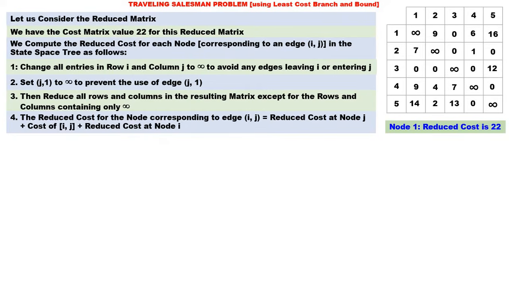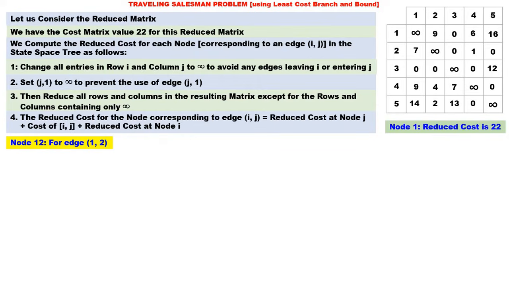Before going to the example, the reduced cost for the node corresponding to edge I comma j is very important. It is the reduced cost at node I plus the cost of I comma j plus the reduced cost at node j. This is the formula. Anyway, with an example it will be more clear. First we shall consider node 1 comma 2. There are 4 possibilities from node 1: 1 to 2, 1 to 3, 1 to 4, 1 to 5.